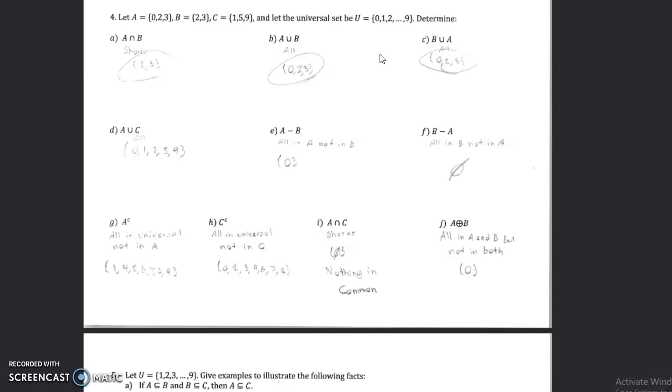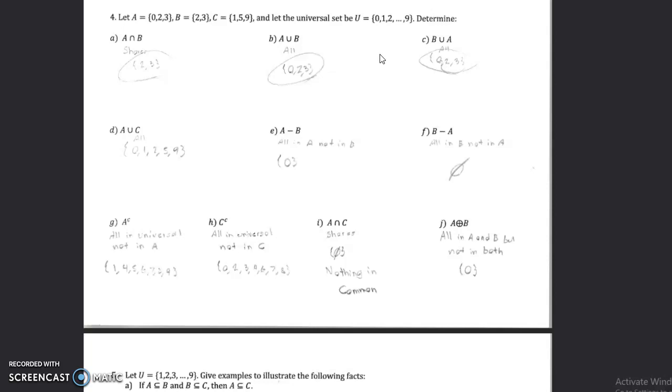For B, it's a U, which means union, which means all the elements in both A and B combined. A is 0, 2, 3. B is 2 and 3. It's basically just set A, 0, 2, 3. For C, B or C, it's asking for the same thing. It doesn't matter if they're reversed for a union or intersection, so we get the same answer.